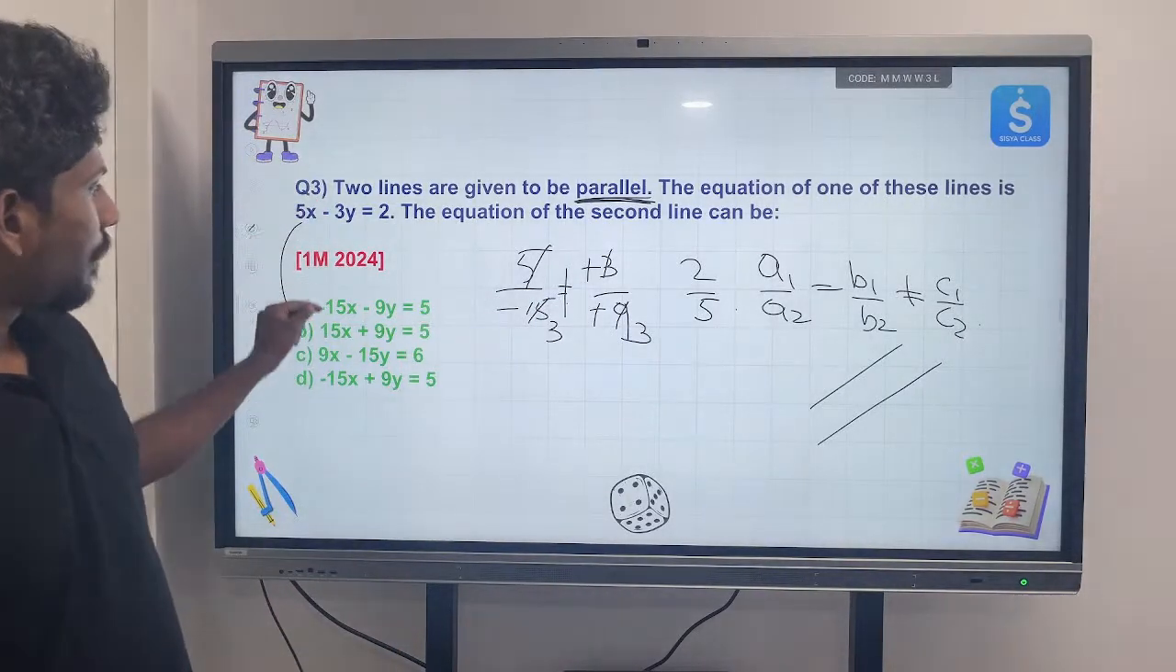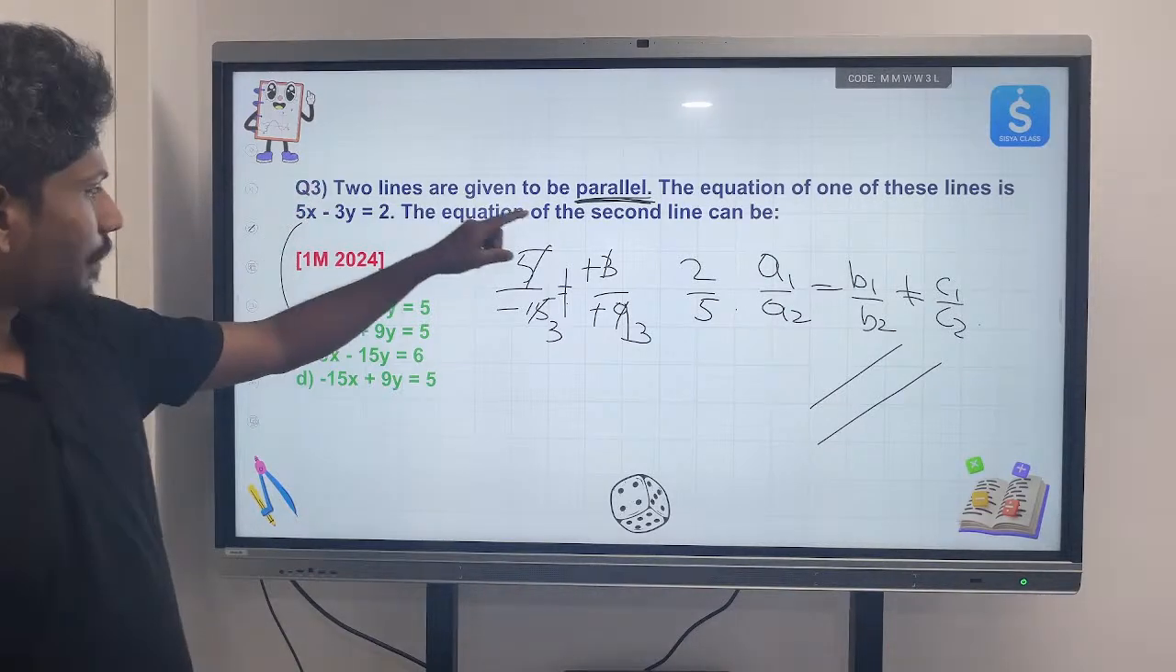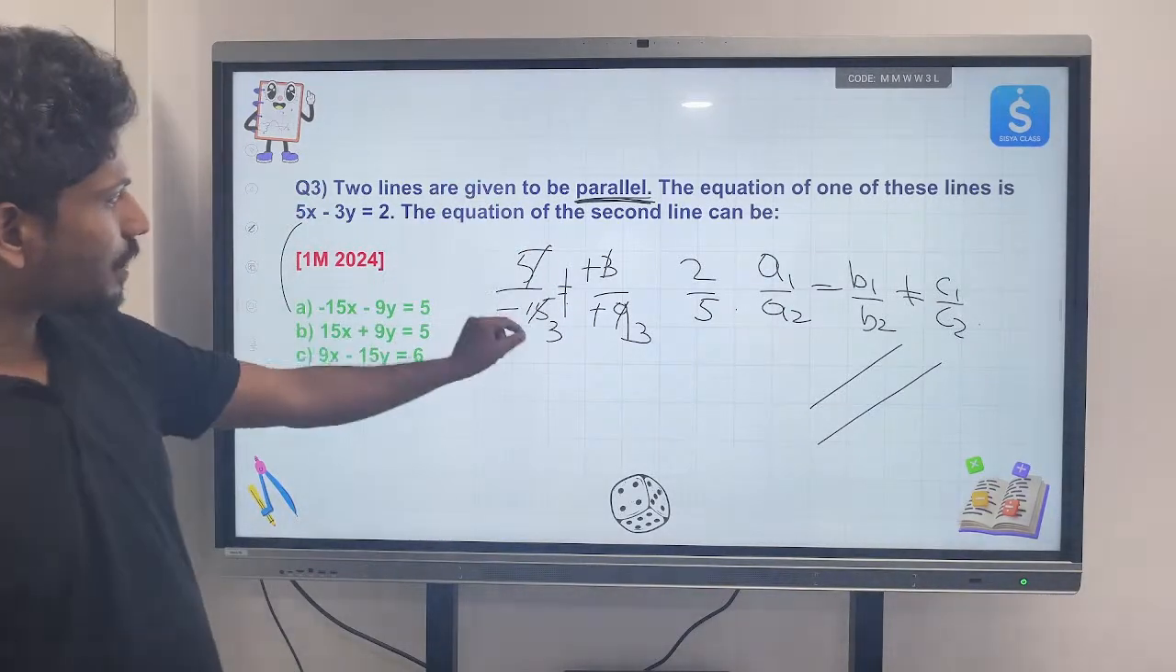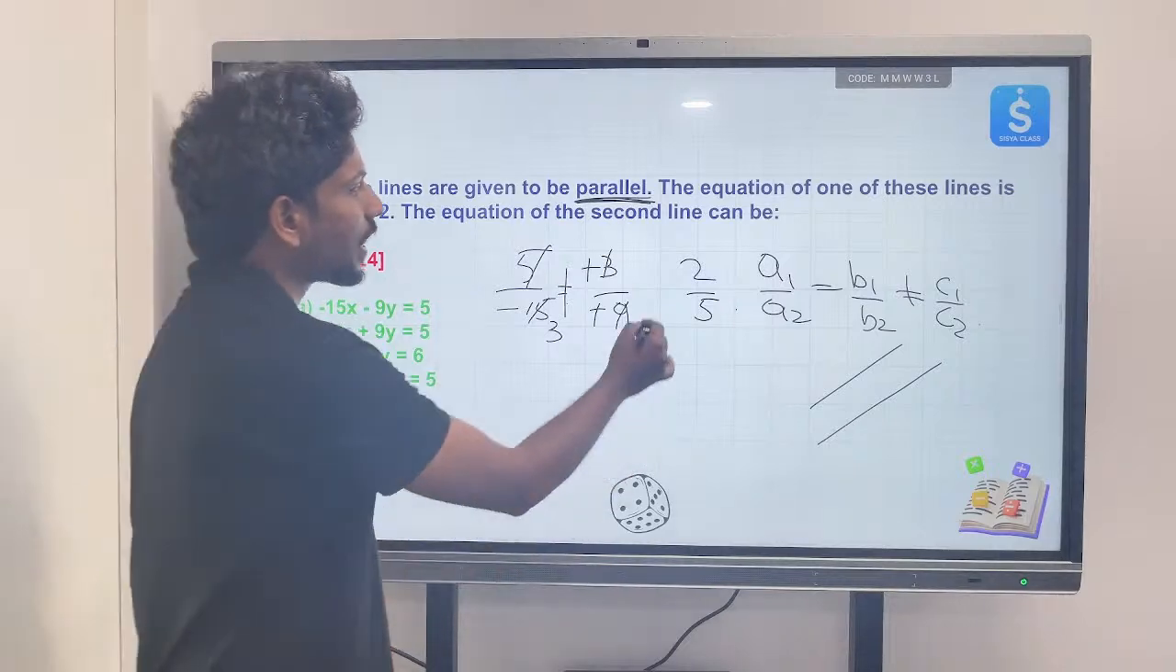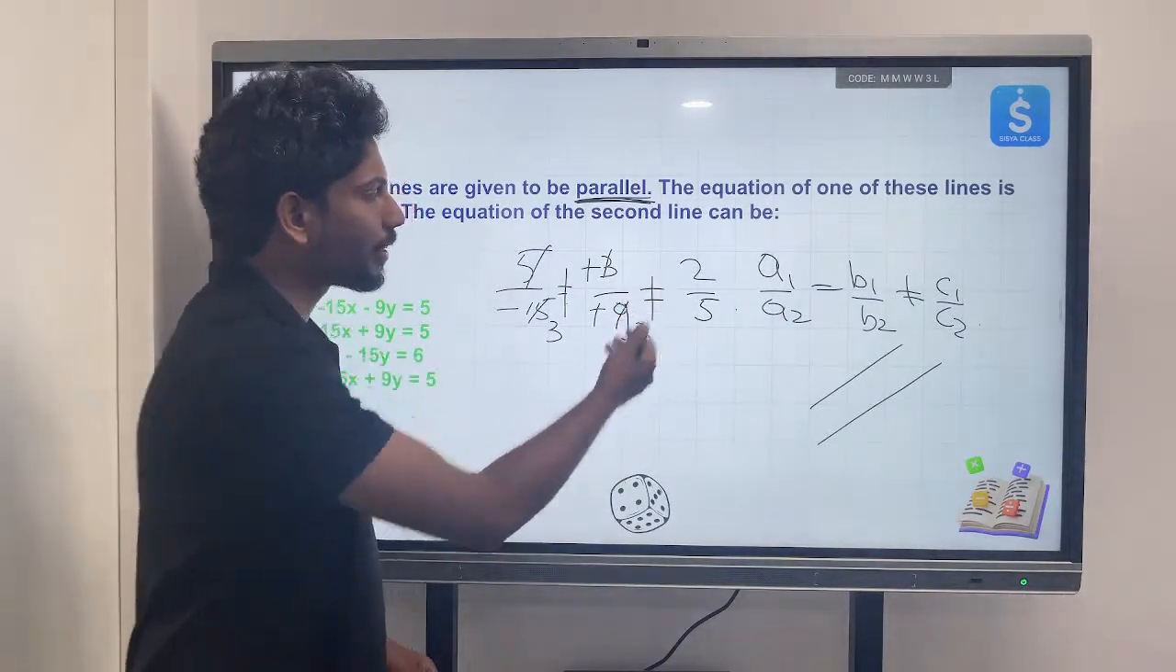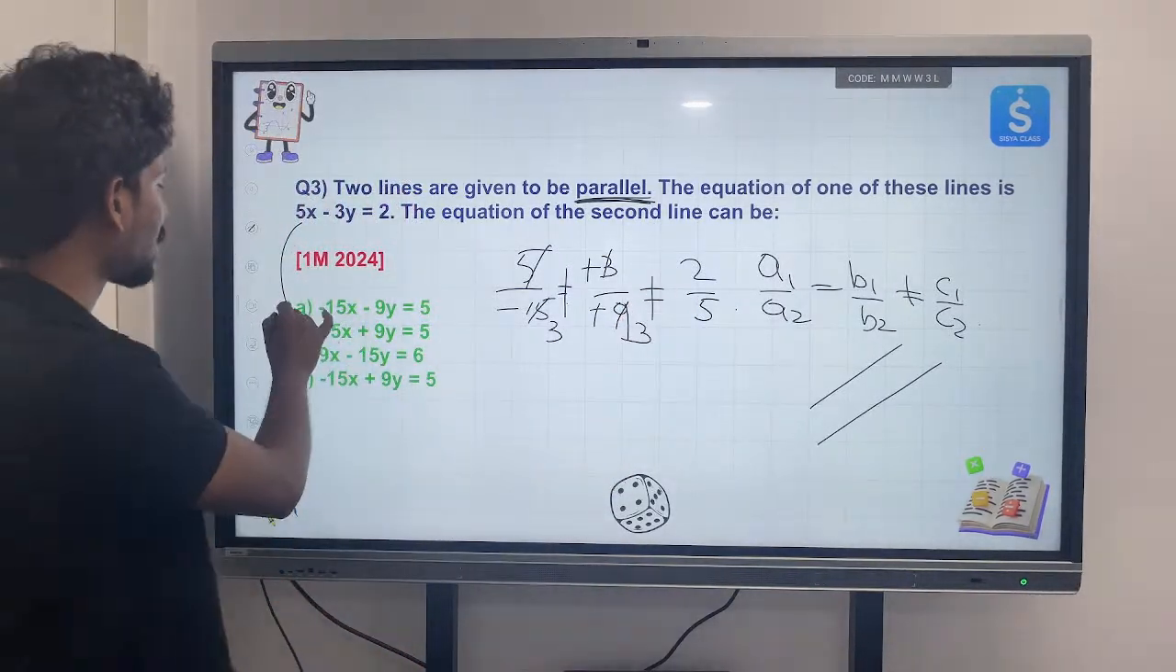a1 by a2 is 5 by minus 15, b1 by b2 is minus 3 by minus 9. These two ratios: this is minus 1 by 3 and this is plus 1 by 3. So, there is no further point in discussing the 2 by 5, right? Hence, this is not the case, right?